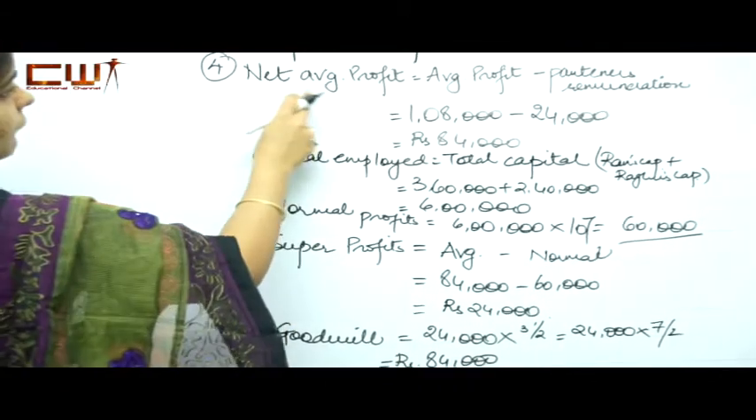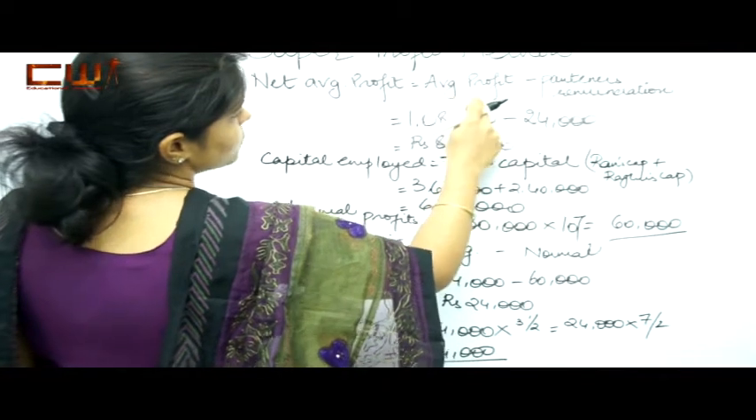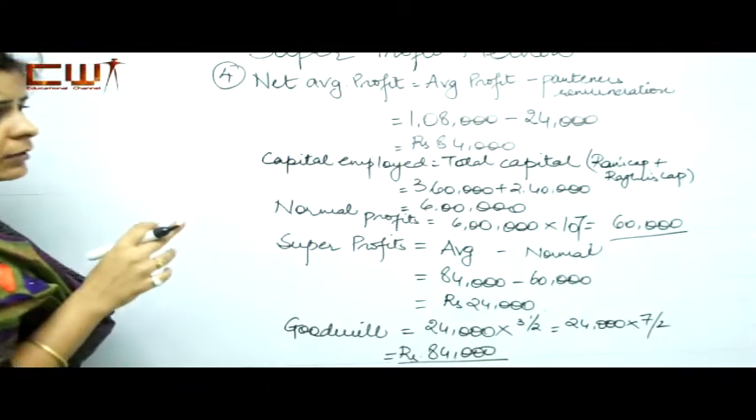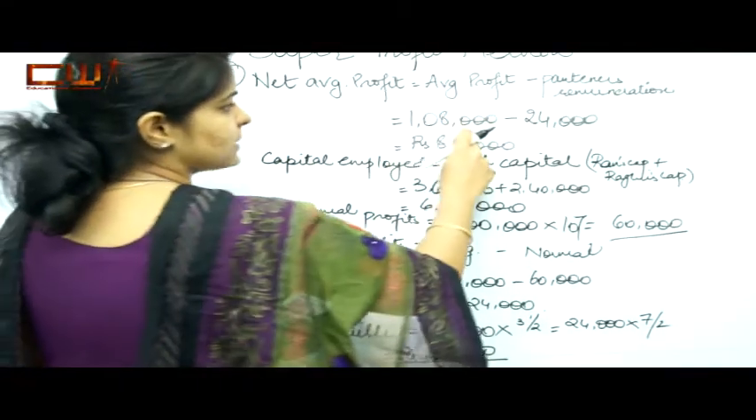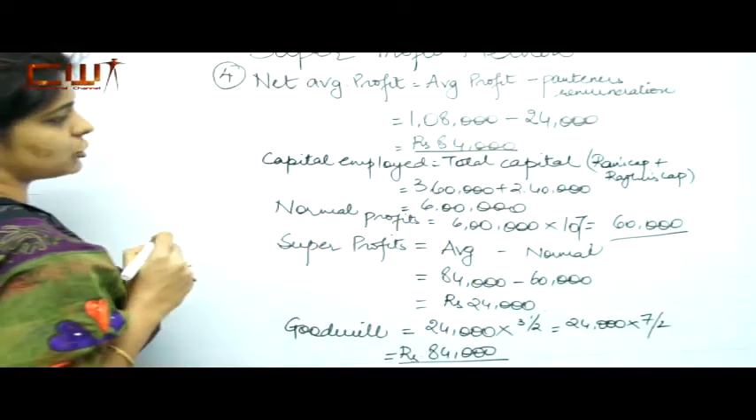How did you do it? It is the net average profit you have to find out. But before that, they have given in the question that the average profit is including the partner's remuneration. So please deduct the partner's remuneration and you get the net average profit.